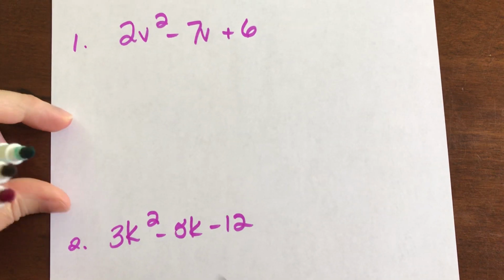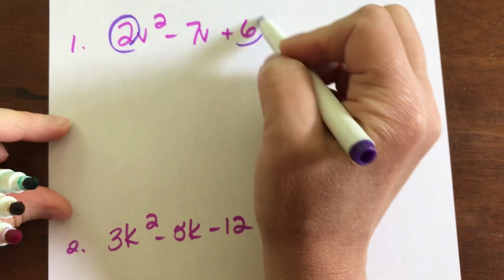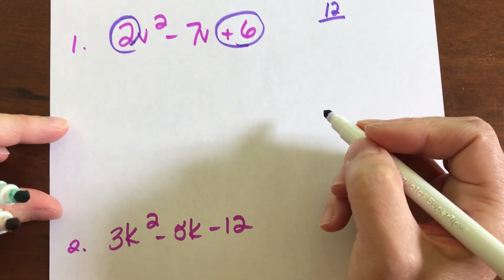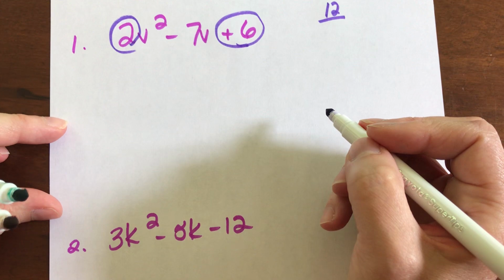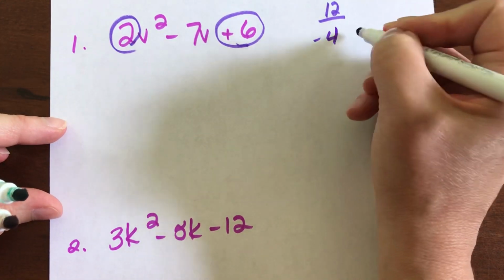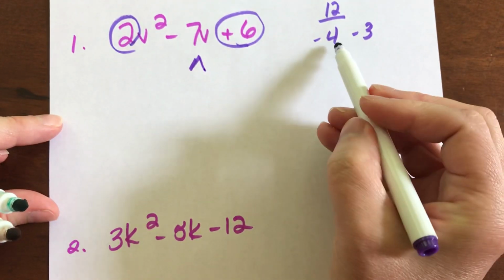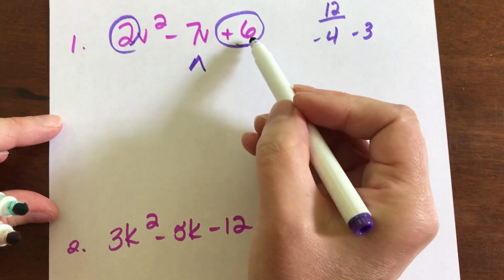I'm going to take my 2 and my 6, and I'm going to multiply them together. Now 2 times 6 is 12. Now I need 2 factors of 12 that are going to equal positive 12 but negative 7. That's easy. Negative 4, negative 3. Okay, so I'm going to replace this. And again, I'm going to pair the 4 with the 2 and the negative 3 with the 6.